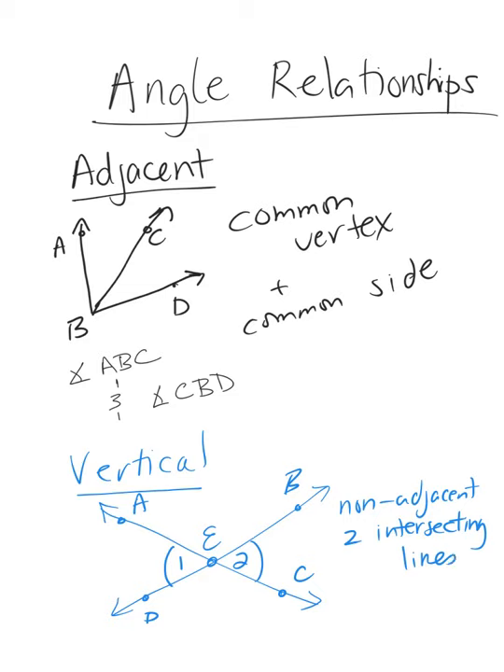What are those angles? Give it a try. Give me the angles. C, E, B and D, E, A. Yep. Vertical angles are congruent. So this angle is congruent with this angle.